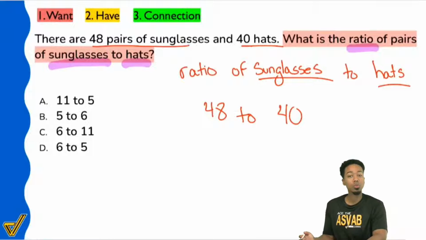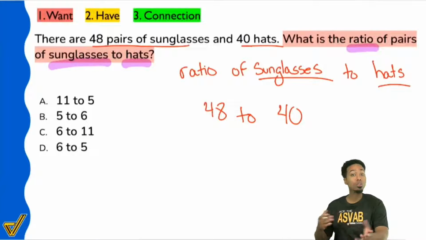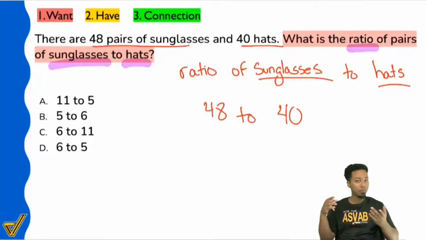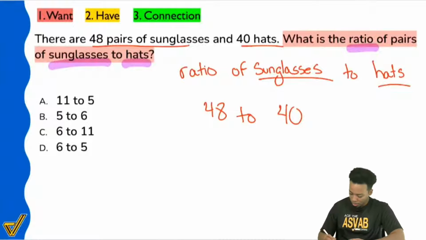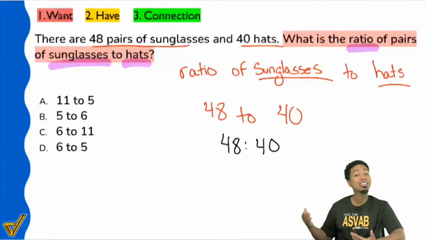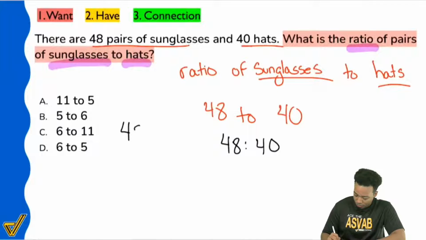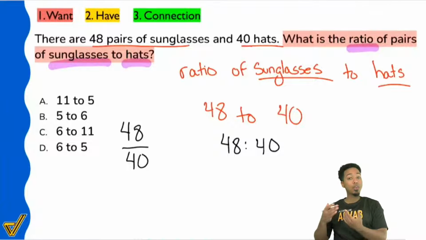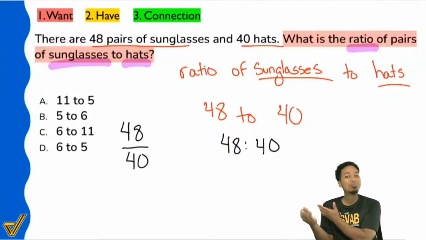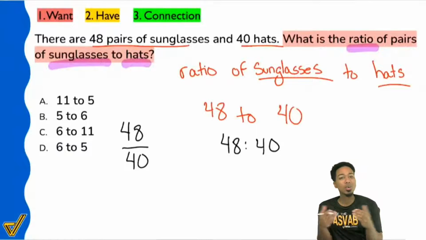And remember, when you're writing your ratios, you can write it as this number to this number, with the word "to." You can also write it with colons. And you can also write it as a fraction. So you can also write 48 over 40. A lot of folks prefer the fraction because it's a little easier for them to see when it comes to simplifying. So we can absolutely do that. Everyone, let's get right to work.